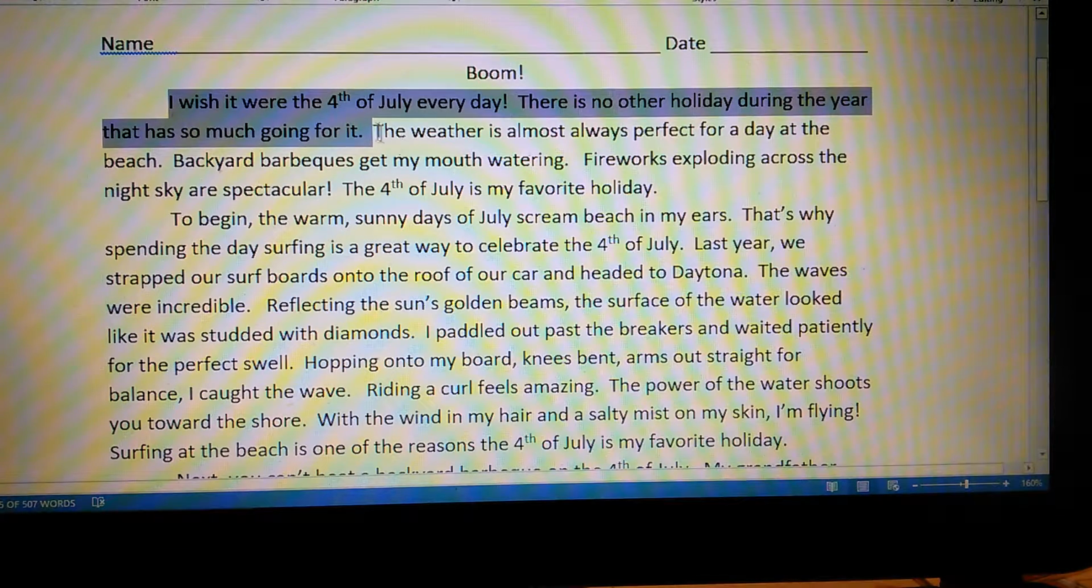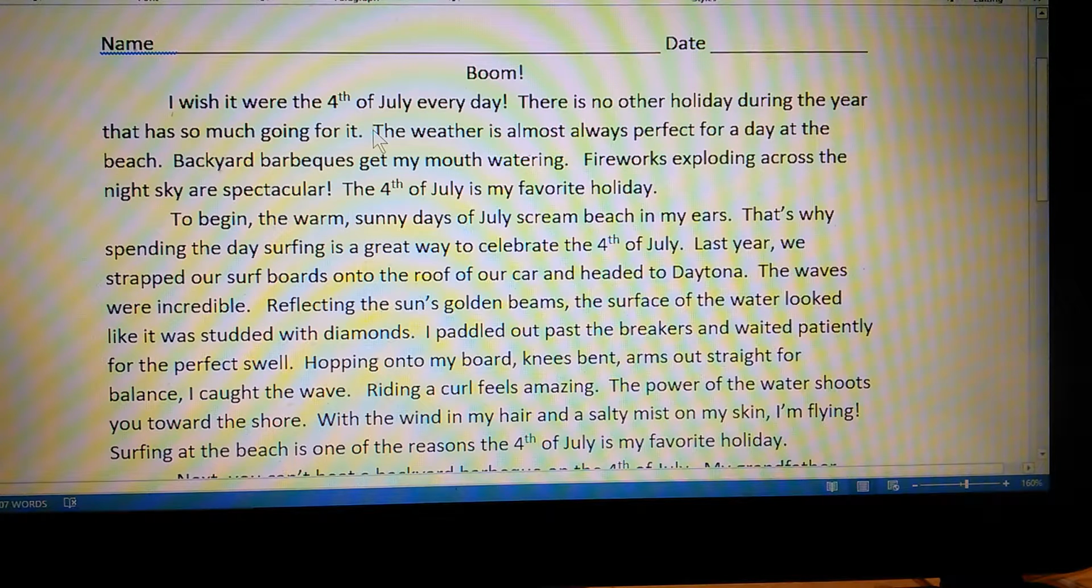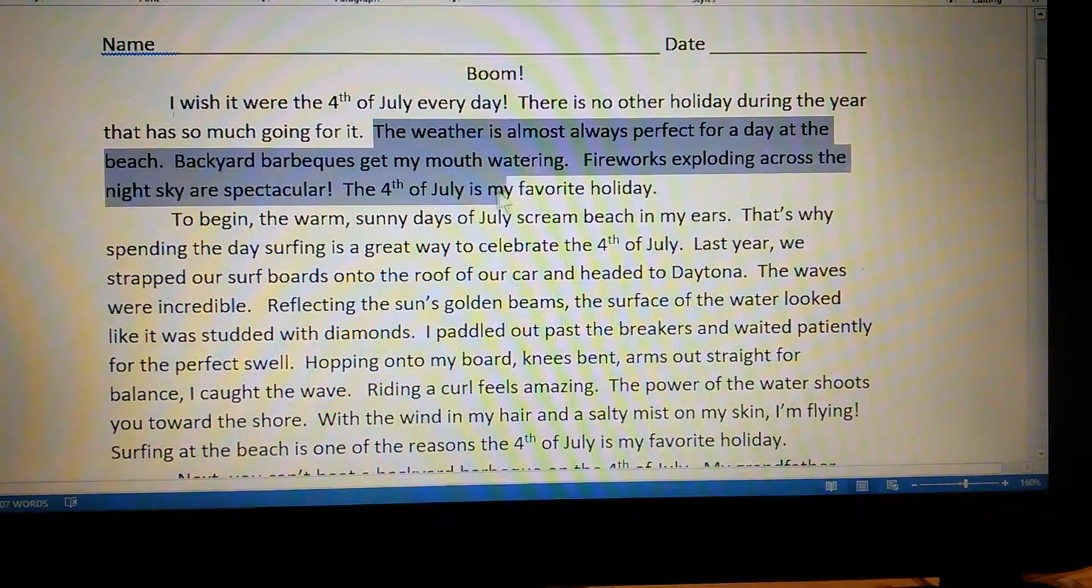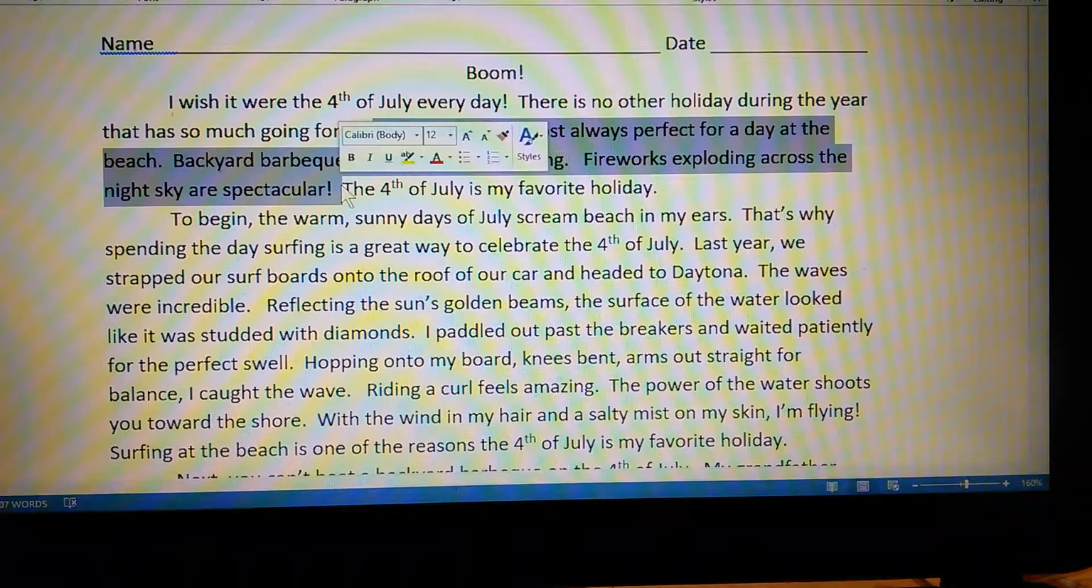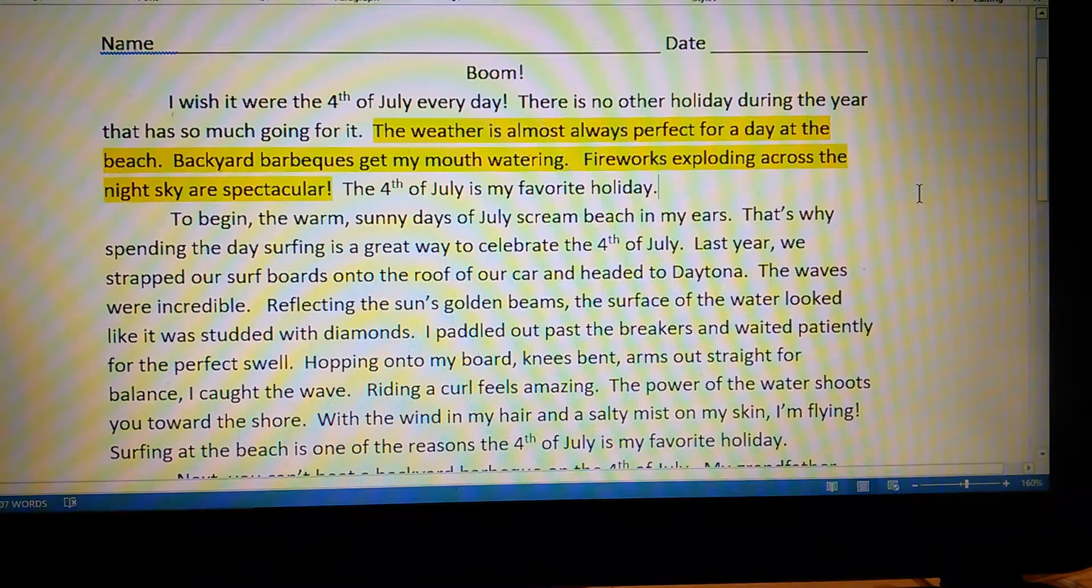The second thing that students should notice is that immediately after the hook, the writer tries to present or preview the main ideas that they are going to talk about.